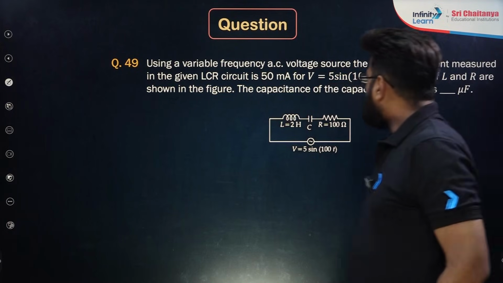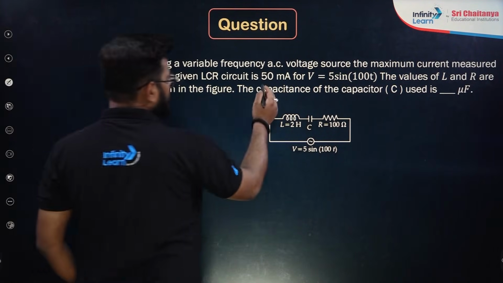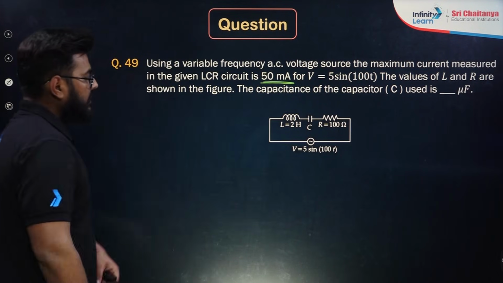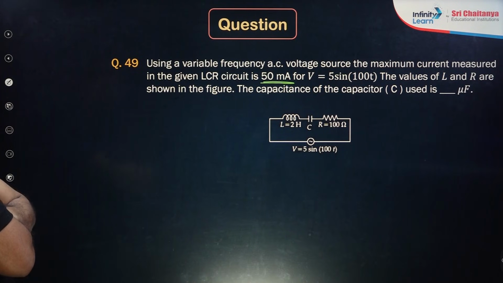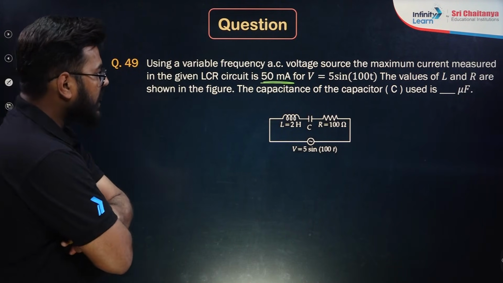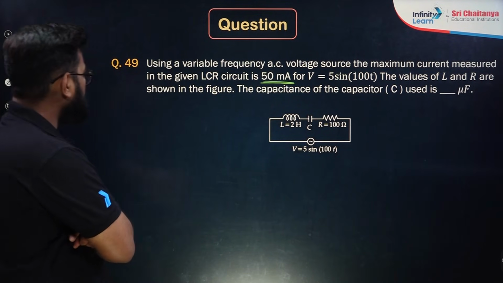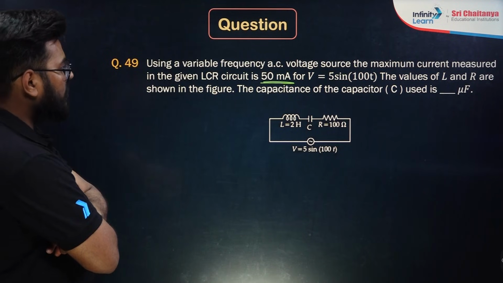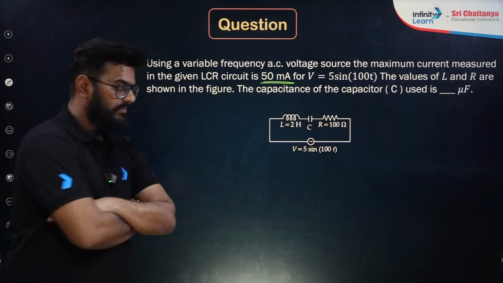Using a variable frequency AC voltage source, the maximum current measured in the given LCR circuit is 50 milliampere. Maximum current measured in the given LCR circuit, that means they are talking about I naught, for V equals 5 sin 100t. The values of L and R are shown in the figure. The capacitance of the capacitor used is, okay.